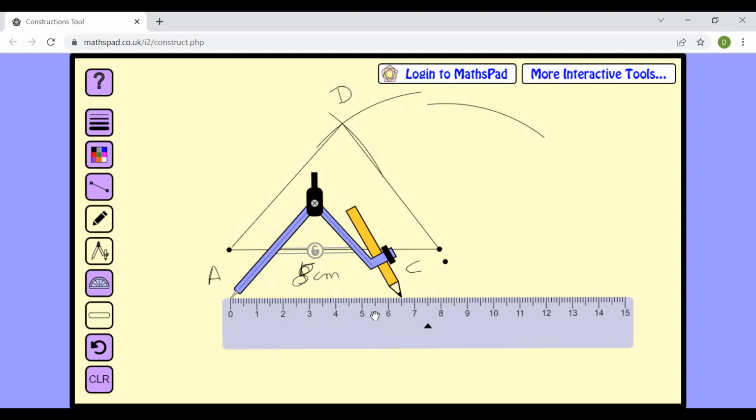What is the distance of D and C? D and C is in the rough diagram. I made a rough diagram before this diagram. In that, D and C is 6 centimeter, right? And A and D is 6.5. This is 6 centimeter and this is 6.5.